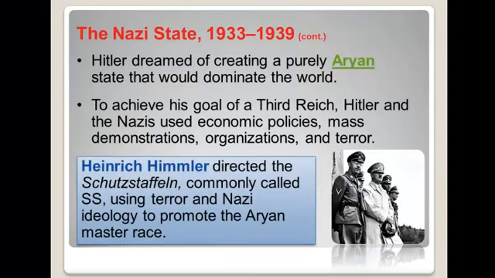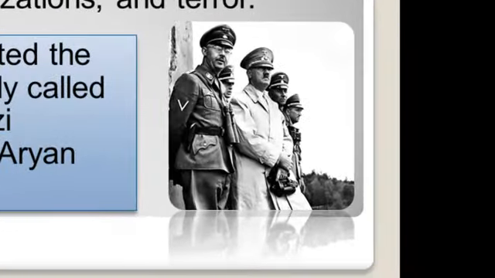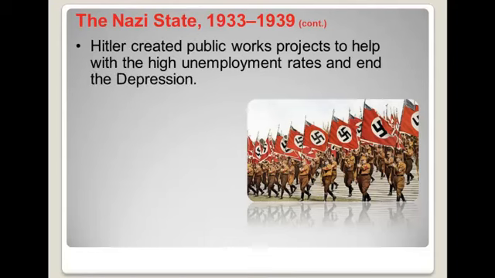Now, Heinrich Himmler directed the Schutzstaffeln, commonly called the SS. What they did is they used terror and Nazi ideology to promote the Aryan master race. Now, this started out as a secret police, but it eventually developed into execution squads, which led death camps. And this is a picture of Himmler here standing to the right of Hitler.